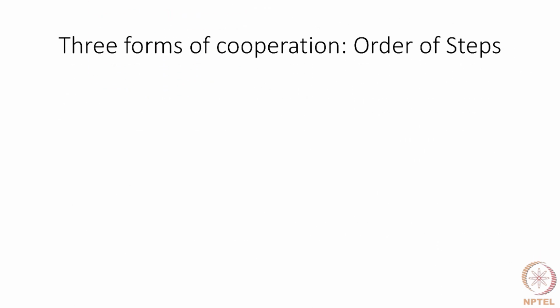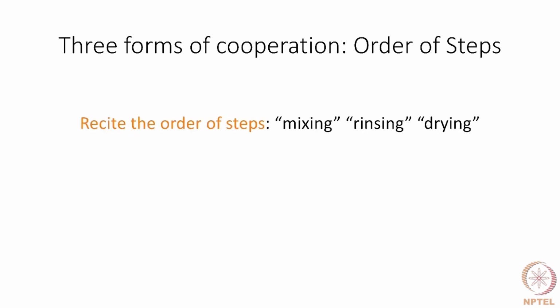The third type of cooperation is cooperation described by the order of steps. Now when you recite the order of steps, it automatically tells a person that that is the order in which the things are related. For instance, if your process involves mixing followed by rinsing and then by drying, the sequence in which you present them will tell them that is the order in which cooperation happens between the elements.